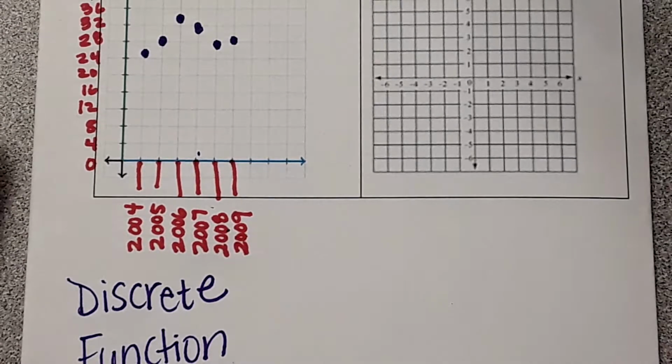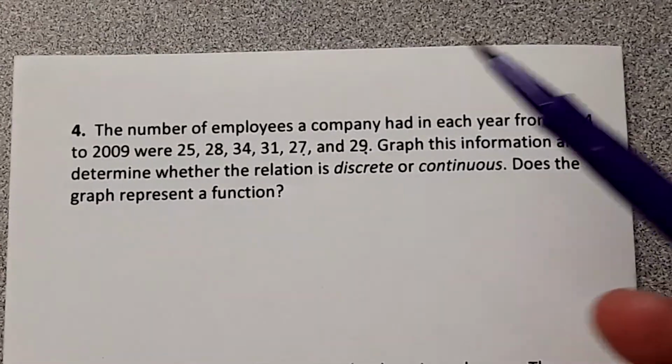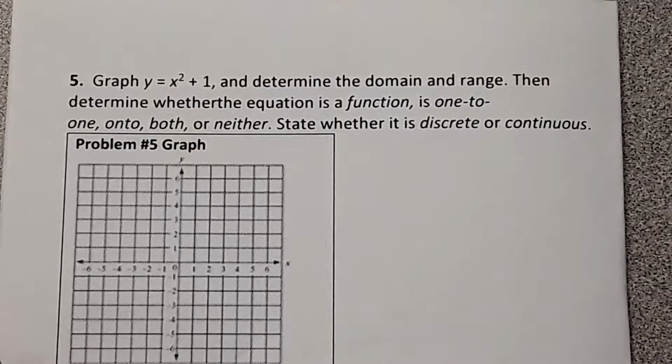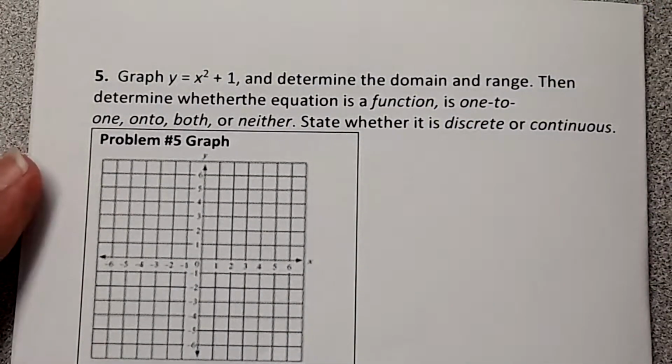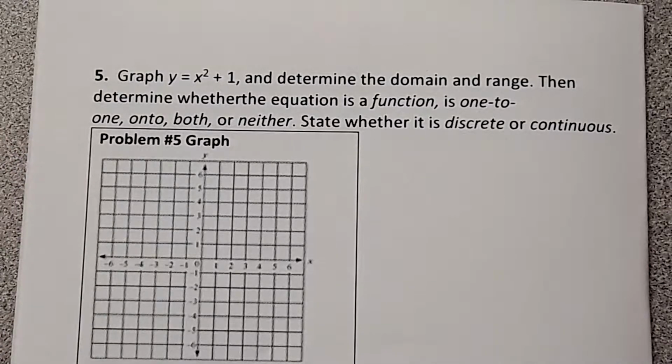Okay, so we're going to do example 5 now, and we're going to look at the difference. And you guys, there was no line. It just had us plot some points. So because this just had us plot points, that's why it's discrete. So we're going to look at a different graph now. We're going to graph y equals x squared plus 1. We're going to determine the domain and the range. And then we're going to determine whether the equation is a function or is one-to-one, if it's onto, both or neither. And then we're going to state whether it's discrete or continuous.